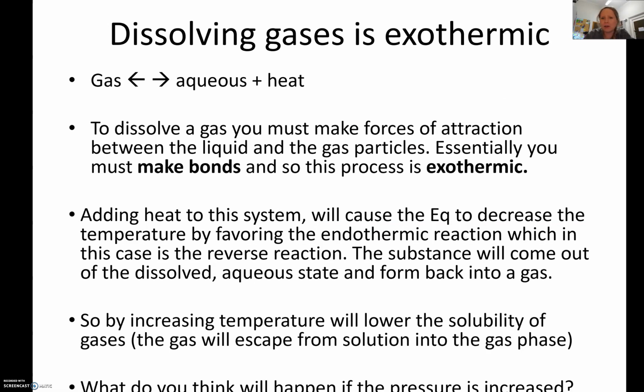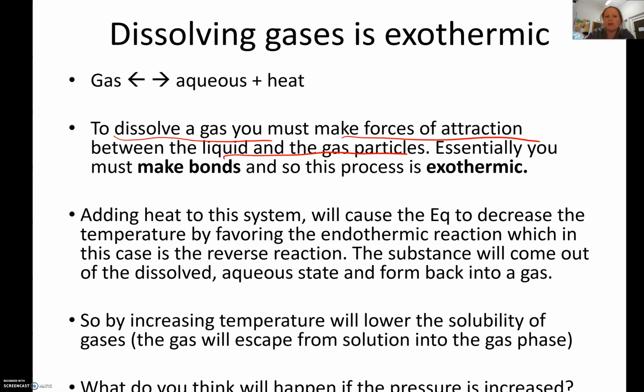So what about dissolving a gas then? Because I've just been talking about solids and liquids, so what about a gas? So actually a gas ends up releasing heat energy. It's an exothermic reaction. And the reason for that is to actually dissolve a gas, you must make forces of attraction between the liquid and the gas particles. Because remember, gas particles we define as being that there's no forces of attraction between them.